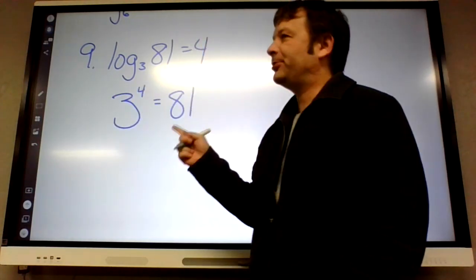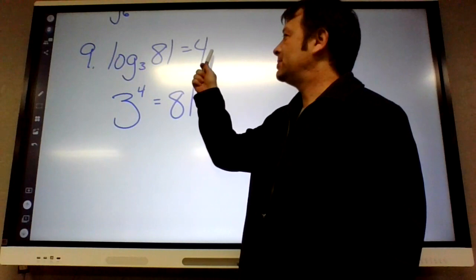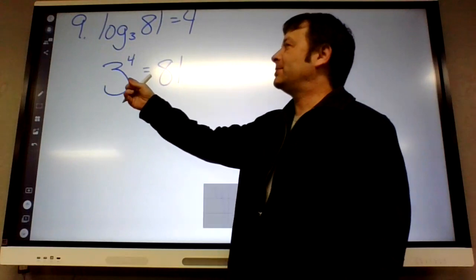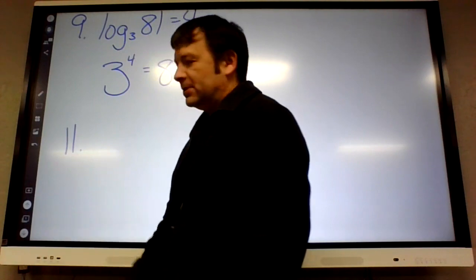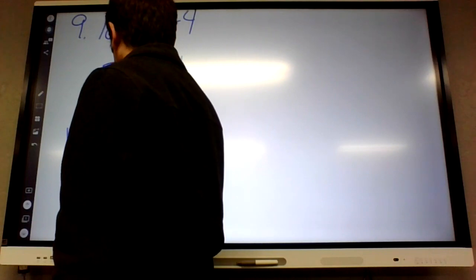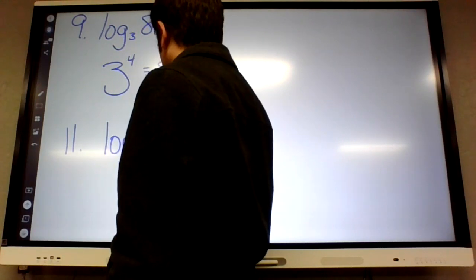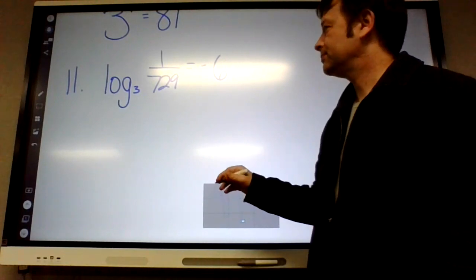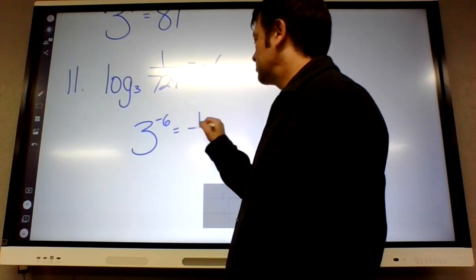Right. So both directions, it's still ACB, the order. So it's ACB. 3 to the 4th is 81. Yeah, it still works. And of course your answer makes sense, right? 3 to the 4th actually could be 81. It is 81. So that can help too. Number 11, log base 3 is -6. Anya? 3 to -6 equals 1/729.